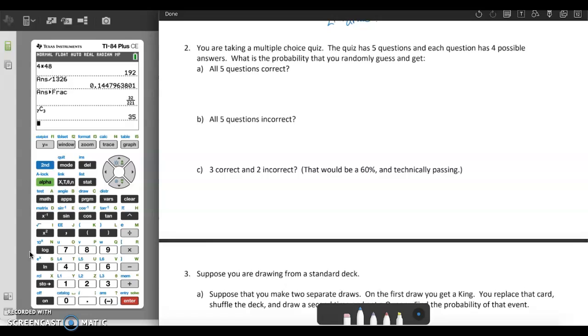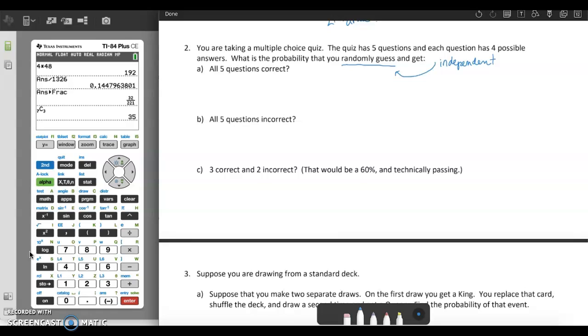So first of all, what's important here is the idea of randomly guessing. If you are just going through and randomly guessing on all 5 of these, you're not even reading them perhaps, you're just filling in bubbles, then these would be independent guesses. What you randomly guess on one is not going to affect what you randomly guess on another one. Those probabilities are not going to affect each other. So that's important to note, that these are indeed independent events.